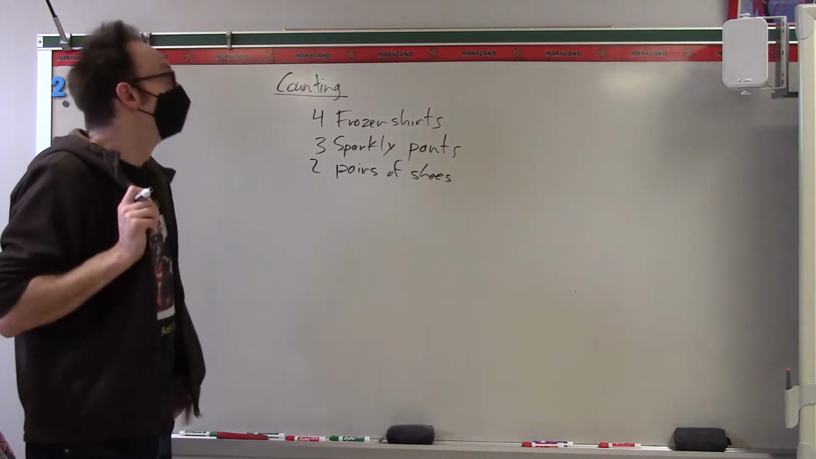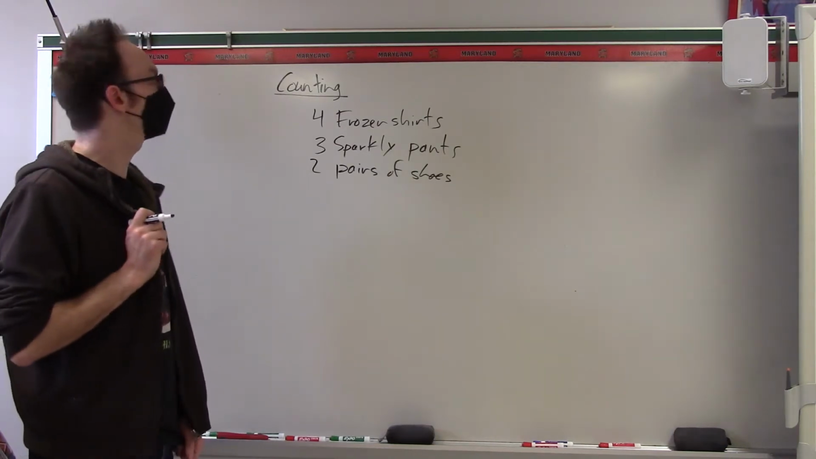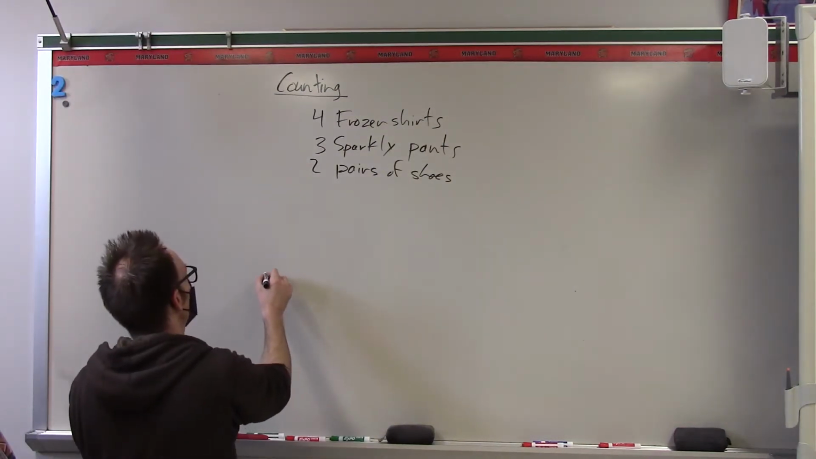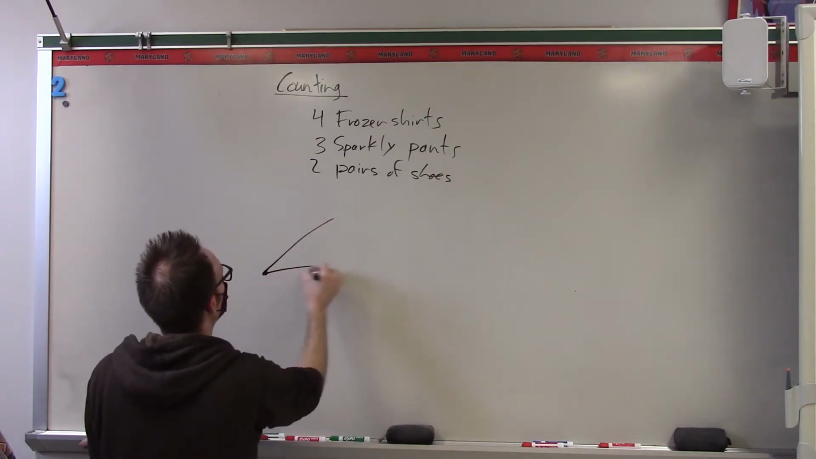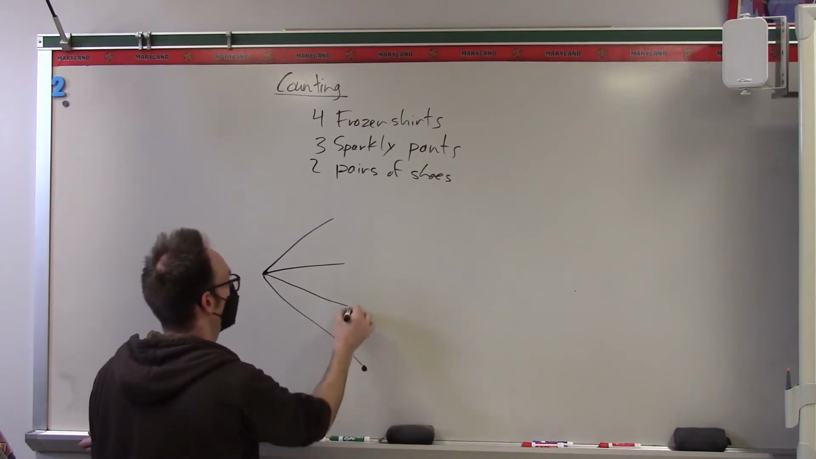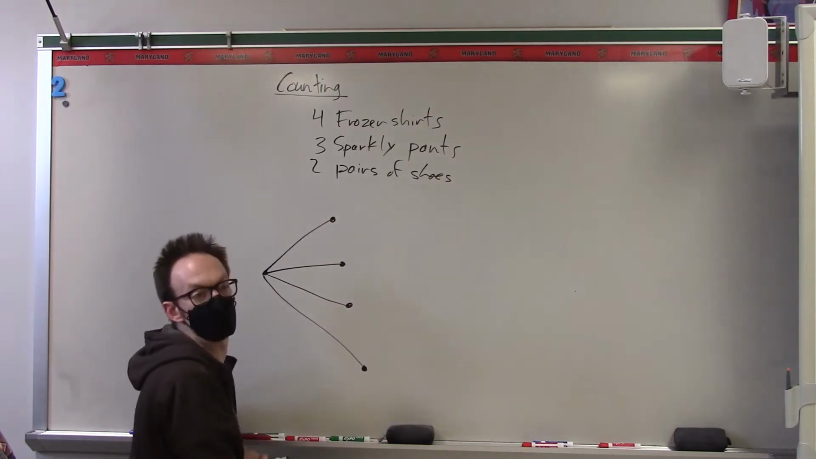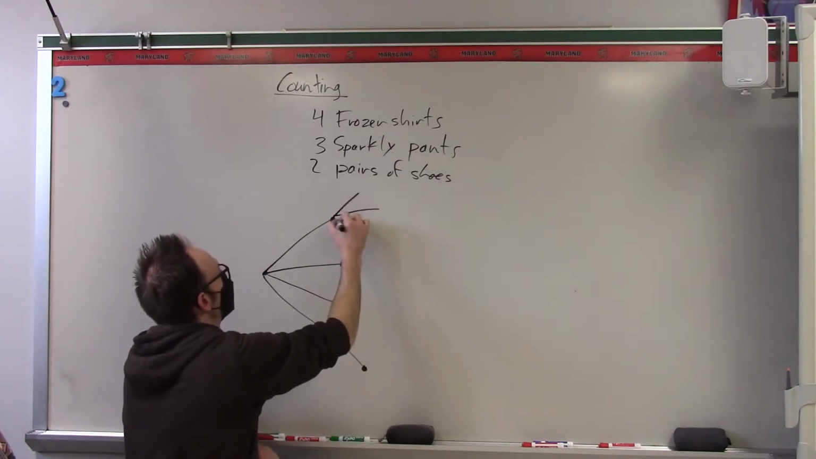We are going to dress her in the morning. What should we do first? Well, first we should pick a shirt. How many shirts are there to choose from? 4. So 1, 2, 3, 4. So I'm making kind of like a tree. After we choose a shirt for her, how many choices of sparkly pants do we have? 3. So 1, 2, 3.